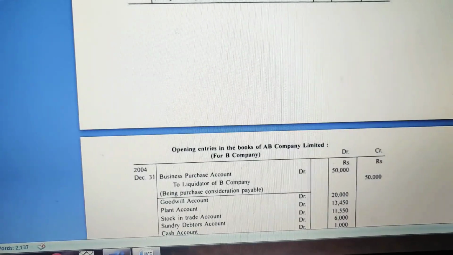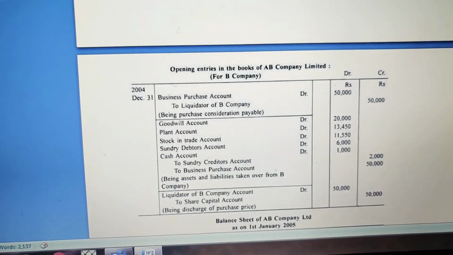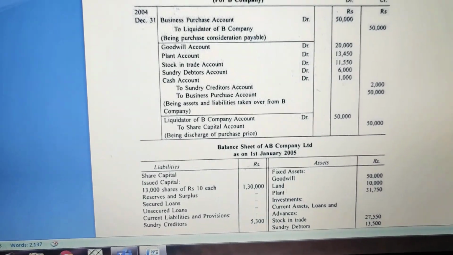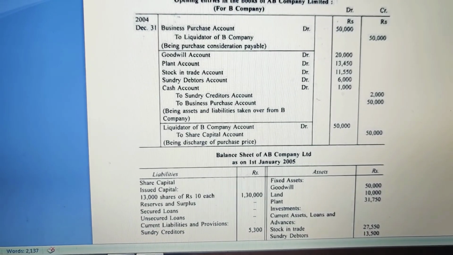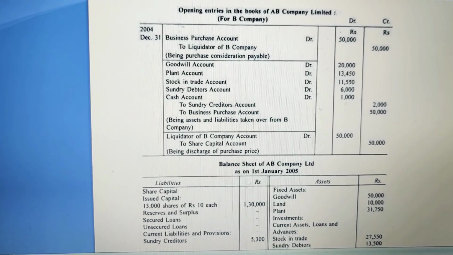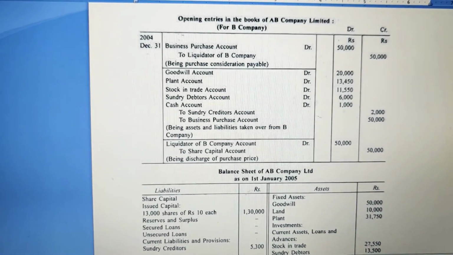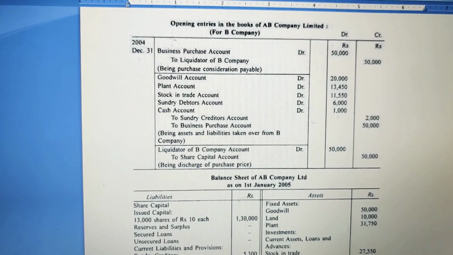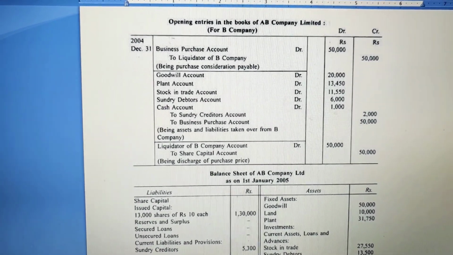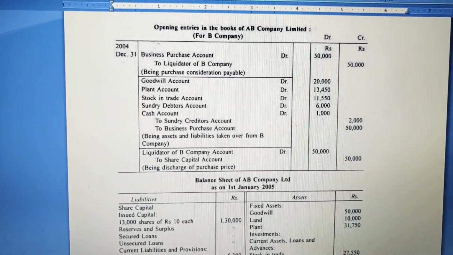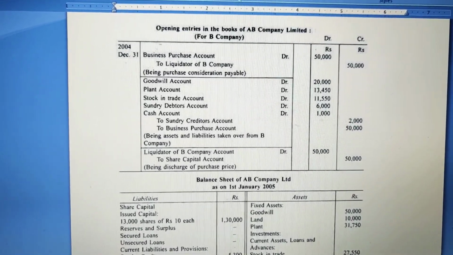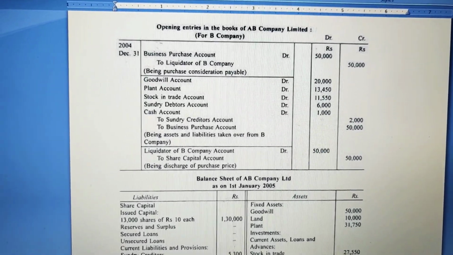Similarly, AB company will pass the journal entries for the B company. Here you can see business purchase account 50,000 to liquidator of B company 50,000, clear. And for the assets and creditors of the B company, he will pass the same journal entries: goodwill account debit, plant account debit, stock and trade account, sundry debtors, cash account, sundry creditors account credit to business purchase account with 50,000, clear. And liquidator of B company account will be debit, and to share capital account 50,000 worth of credit.